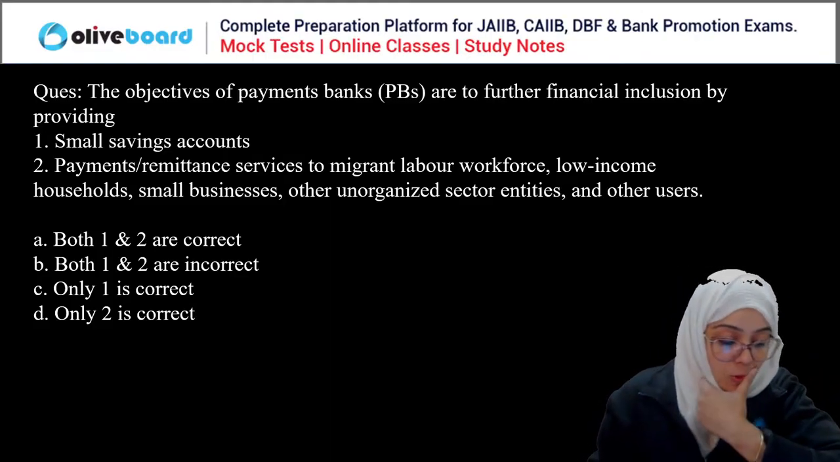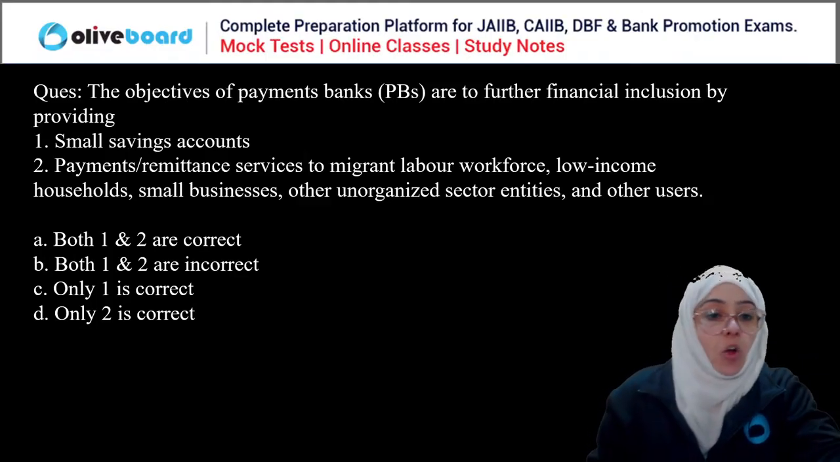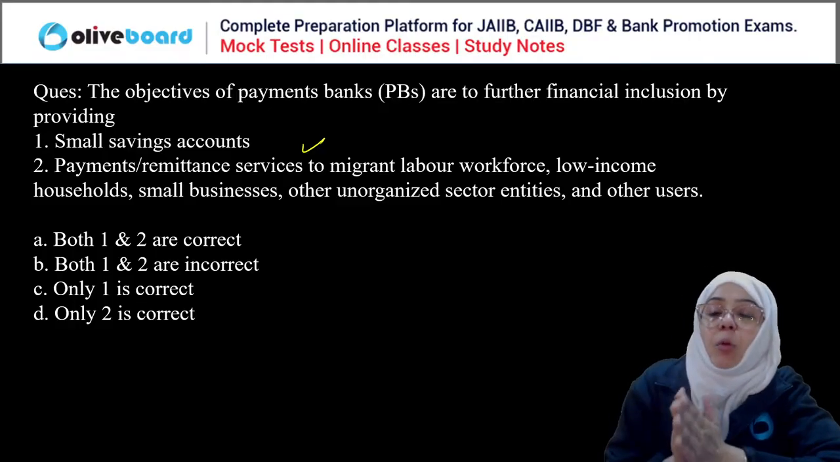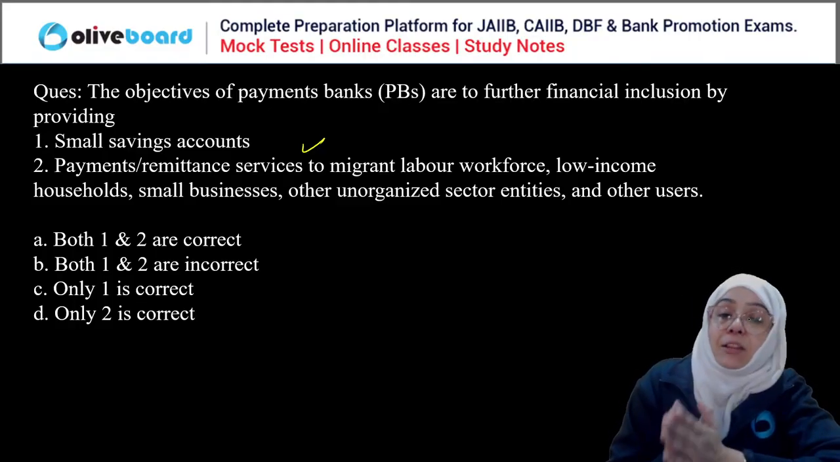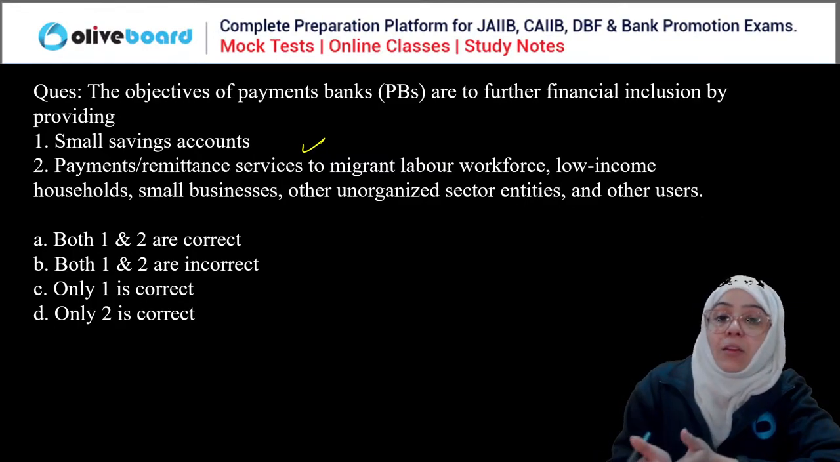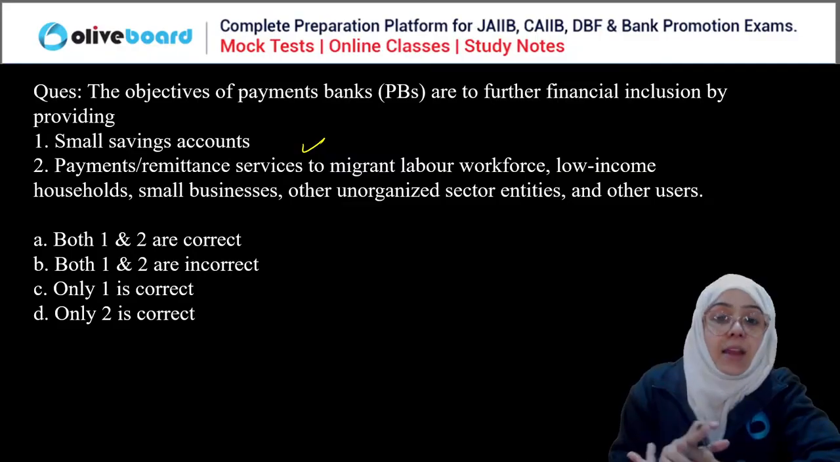Everyone, please answer this question. Which of the following is true about the payment bank? Okay, so both are the correct statements. Payment bank offers you the small saving account, true. And especially they focus on the payment and remittance facilities to migrant labor workforce, low income households, small businesses, other unorganized sector entities.